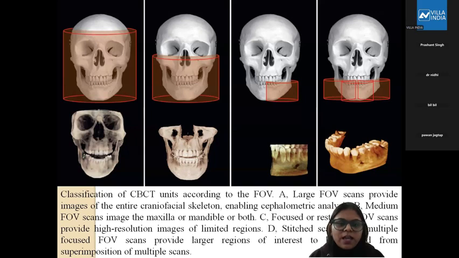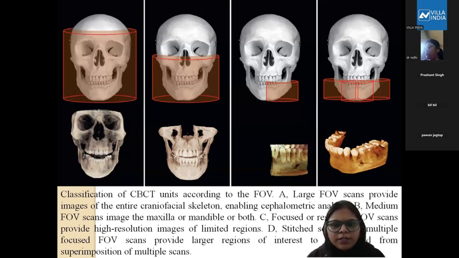So the first one is the larger one that covers the entire craniofacial skeleton. The second covers the maxillofacial, that is the maxilla and the mandible. The third covers a single arch or single quadrant, and the fourth covers the single arch, that is the complete maxilla or the complete mandible.